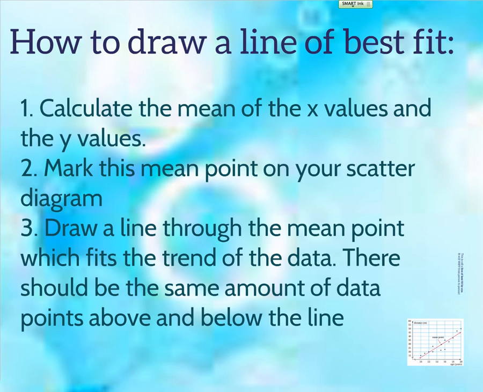Well, we are going to put that mean point on the scatter diagram and then draw the line through that mean point. So it has to go through that mean point, and it has to fit the trend of the data. If you've got your data trending upwards, don't draw your line so it's trending downwards. I mean, you want to follow that. And again, make sure it's in the middle, so about the same amount of data points are above and below the line.